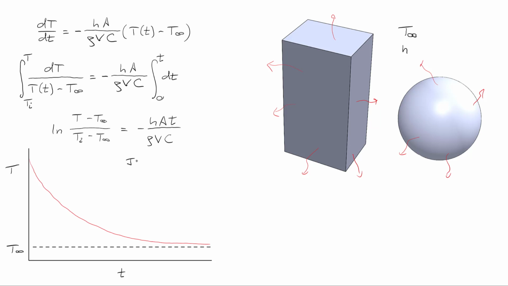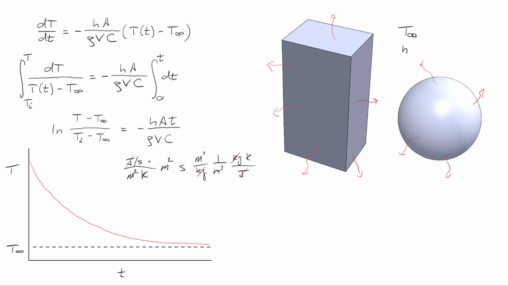Let's start with the heat transfer coefficient. h has units of watts, or joules per second, per square meter Kelvin. Area has dimensions of meters squared. Time has dimensions of seconds. One over the density is cubic meters per kilogram. One over the volume is one over meters cubed. And one over the heat capacity is kilogram Kelvin per joule.